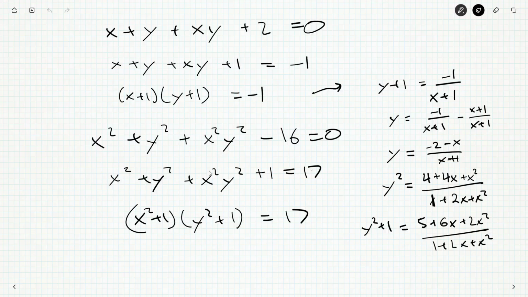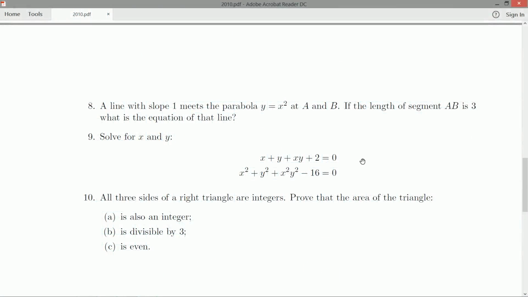It really is a shame that this is not x squared minus 1 and y squared minus 1. I really wish it was. But there's nothing I can do about it. X squared plus 1 and y squared plus 1 just do not factor. They don't. I did copy it down, right? Yeah? Okay.